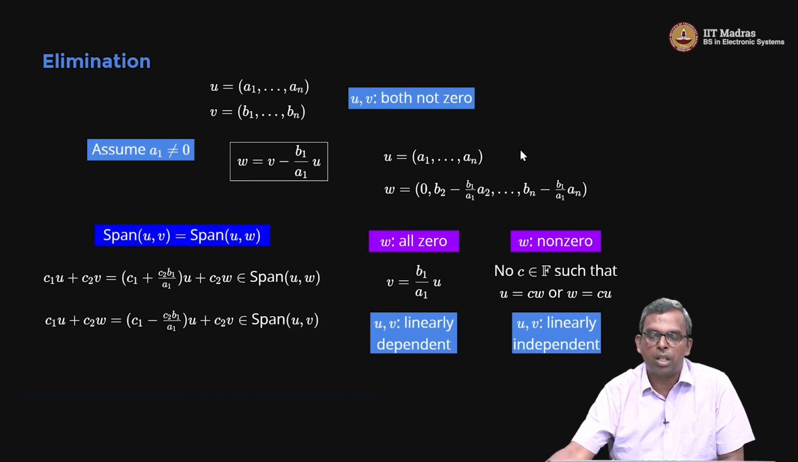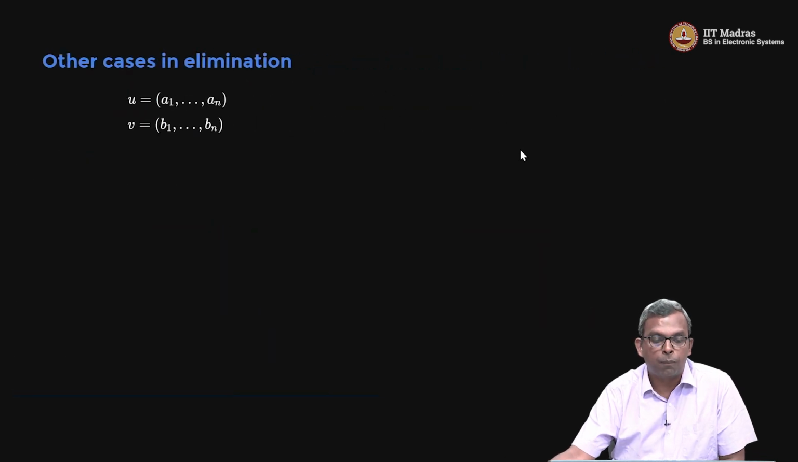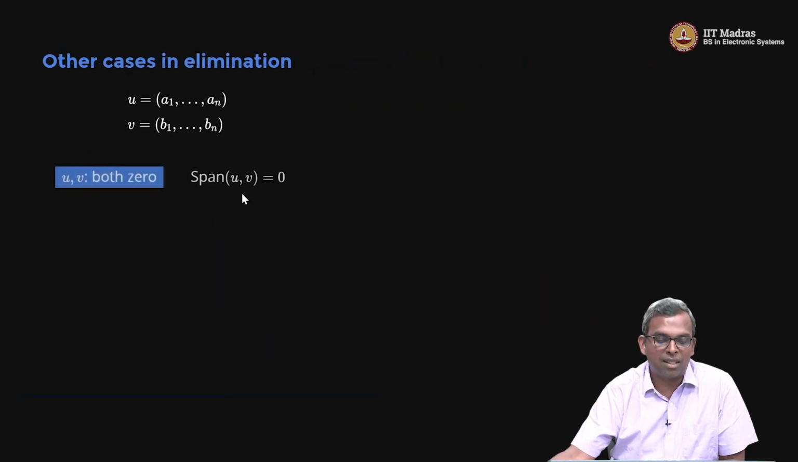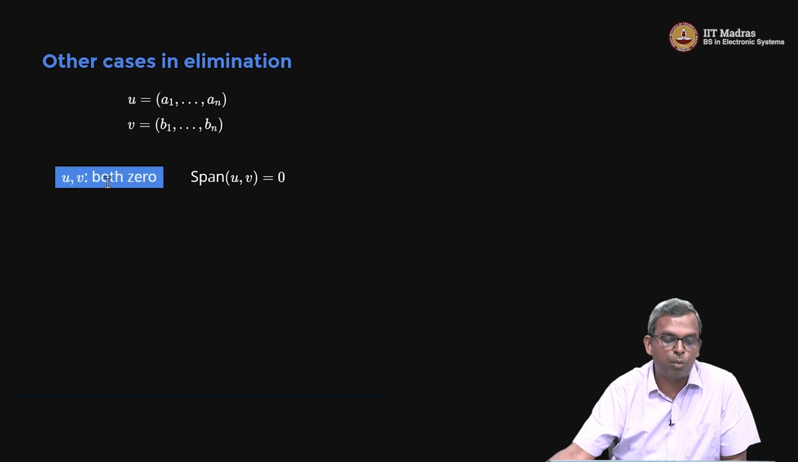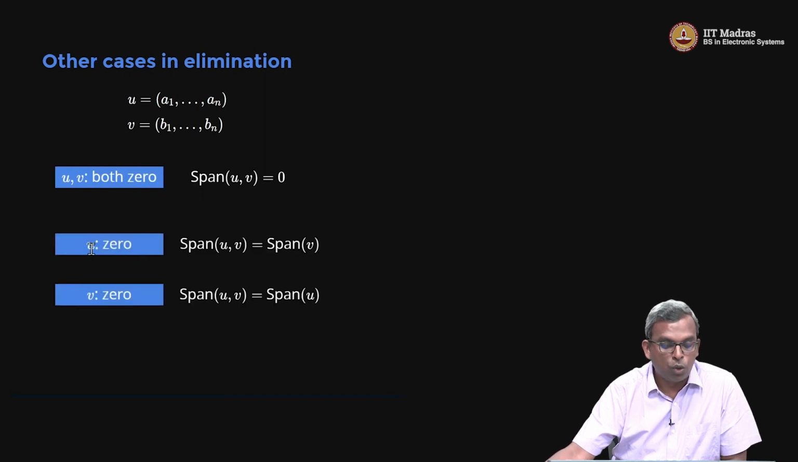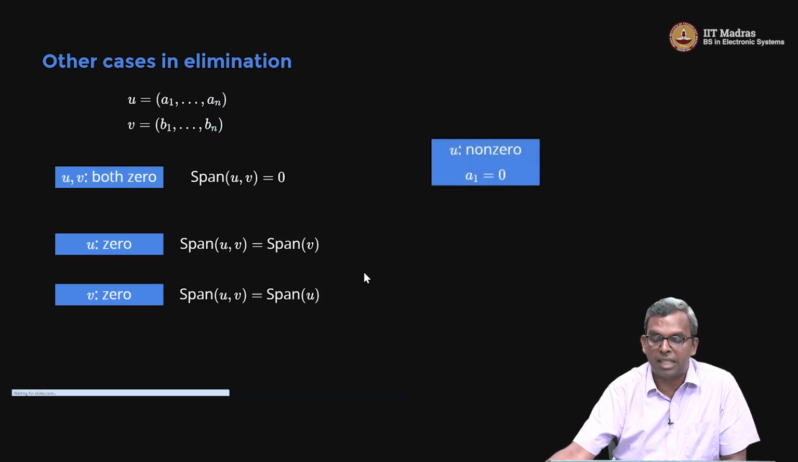Now this can be used further for span membership. I have not yet talked about it. We'll come to it soon enough. Okay. Now there are other cases. We didn't consider all the cases. For instance, u and v both could be 0, which is very trivial, or u could be 0, in which case span of uv becomes span of v. v could be 0, in which case span of uv becomes span of u. So it rolls back to the previous case.